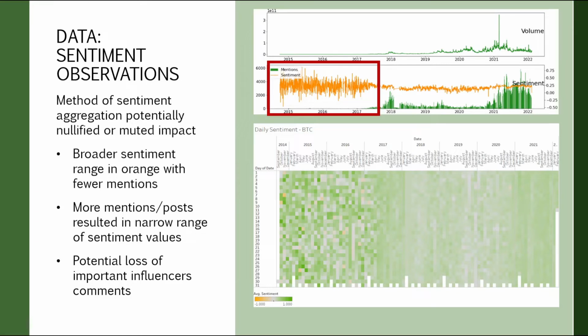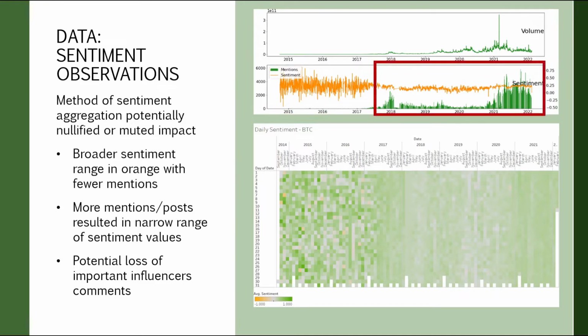If you look at the sentiment early in the time series, there's a wide range of positive and negative sentiment from day to day. But as I get more mentions closer to 2018 and later, you can see that my range for sentiment gets aggregated down by day to where it has less volatility. It becomes pretty much linear at that point. So there's a concern that the approach taken might have resulted in a loss of some important influencers' thoughts.